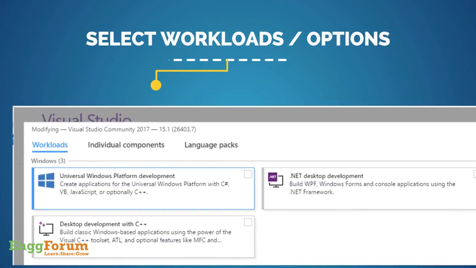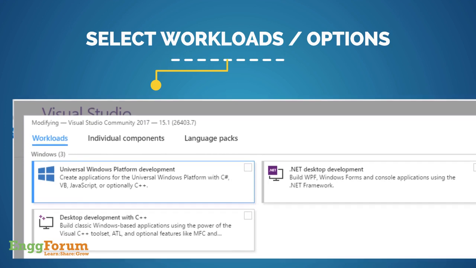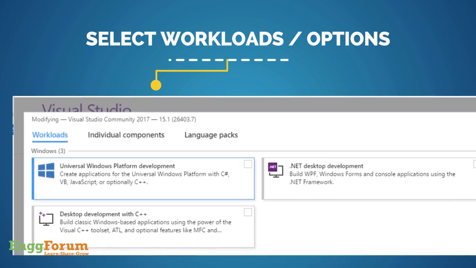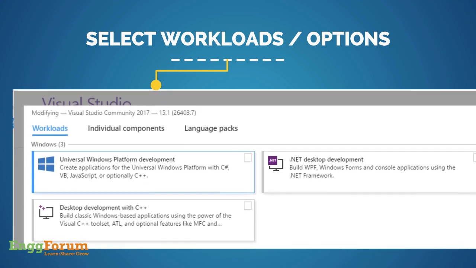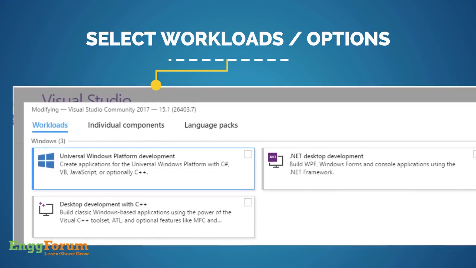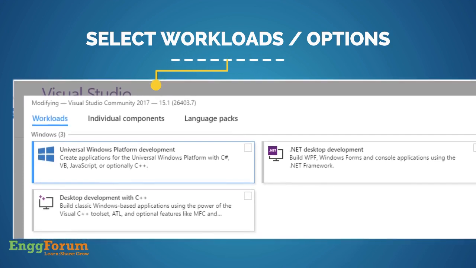Next, you will be asked to select features that you would like to install, that is workloads to install. Here, select option to install .NET Desktop Development feature. This will help us develop applications for Windows desktops.